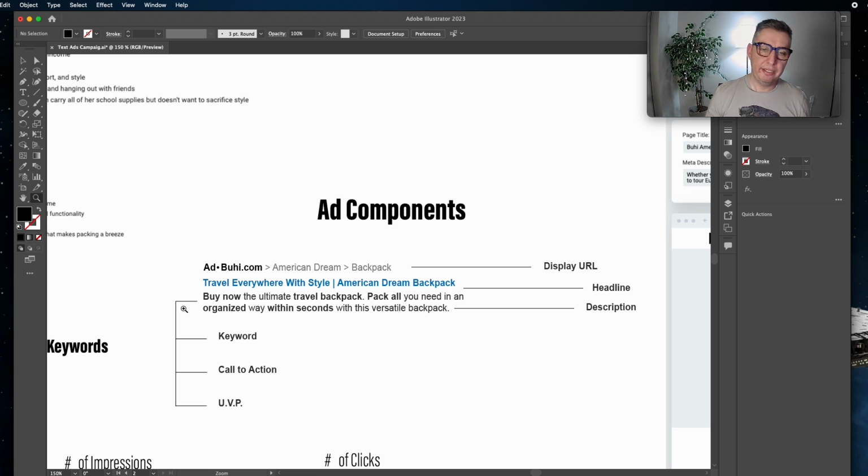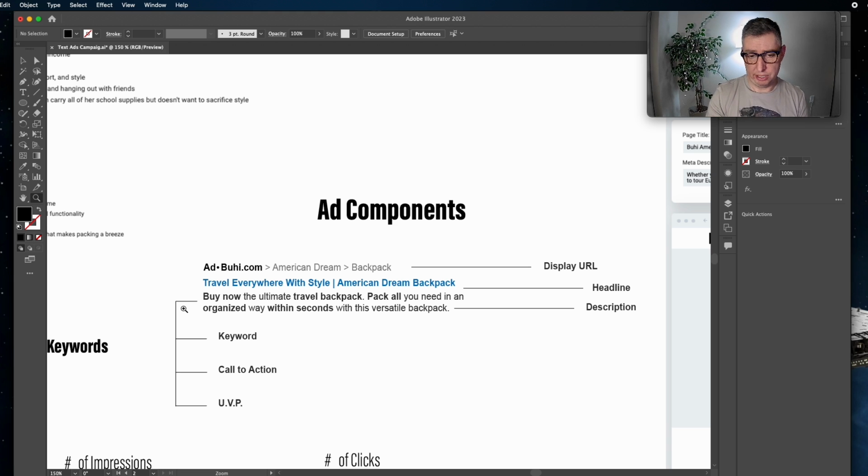So first element here is the display URL. The ad is composed of three main elements: the display URL, headline, and description. The display URL is what your customer will see. It's basically where they're going to be taken. That URL is not the final URL, it's not the technical URL, but it's a way to present where they're going to be taken after clicking on the advertisement. So it's a good indicator of the final destination.